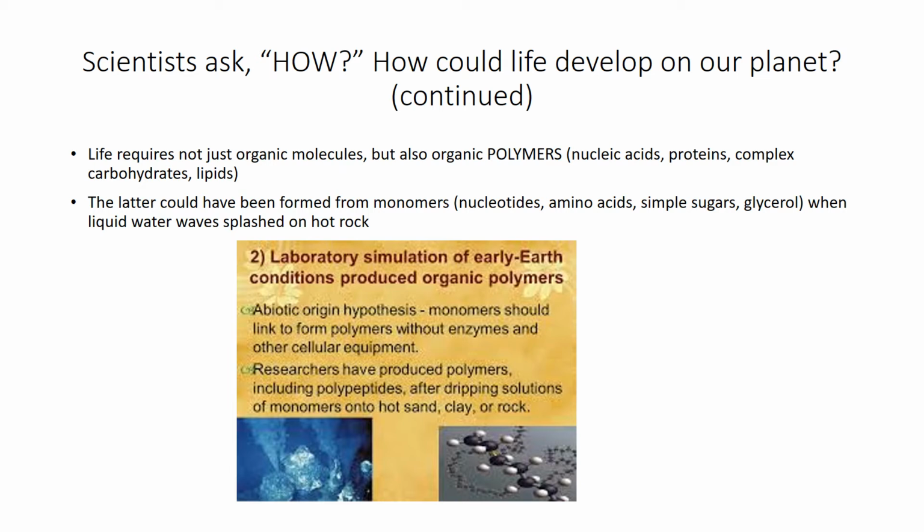And at this point, there were several competing hypotheses, and one of them, the one that gained the most experimental support, was the abiotic origin hypothesis, which implied that monomers link and form polymers without any enzymes. Remember from previous courses, enzymes, biological catalysts, and without other cellular equipment, without structures that generate energy. How come? Some energy needs to be invested.